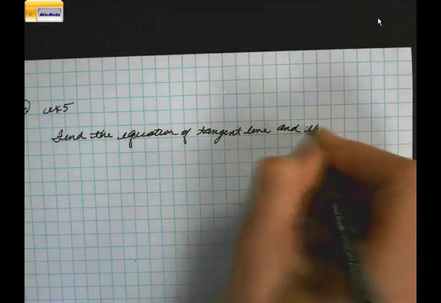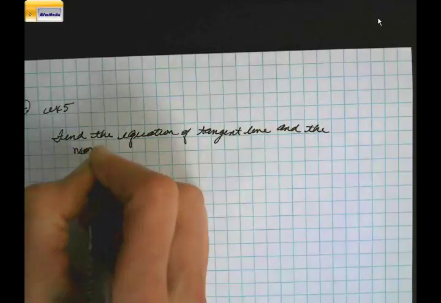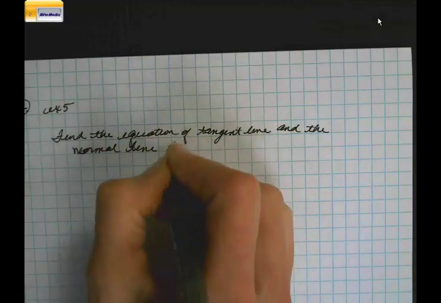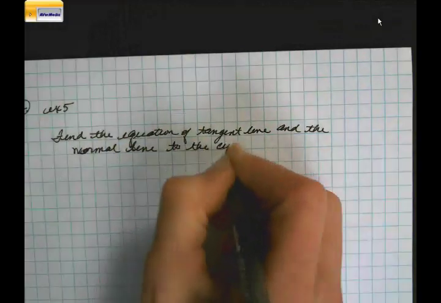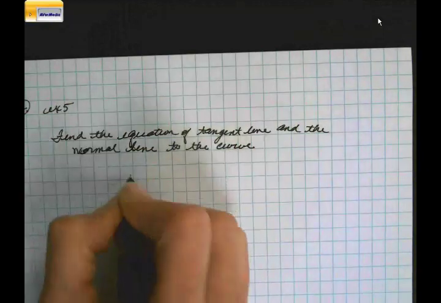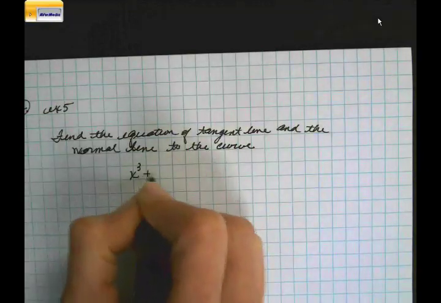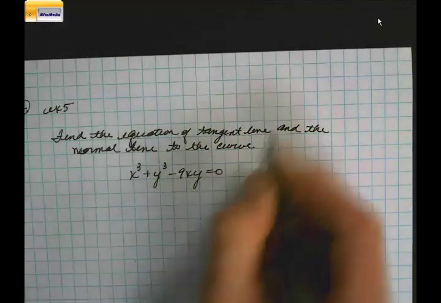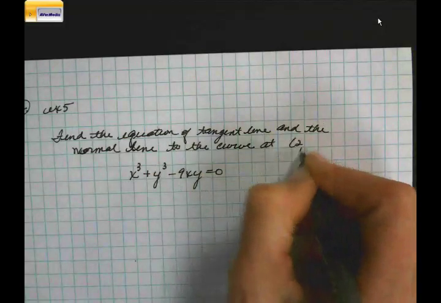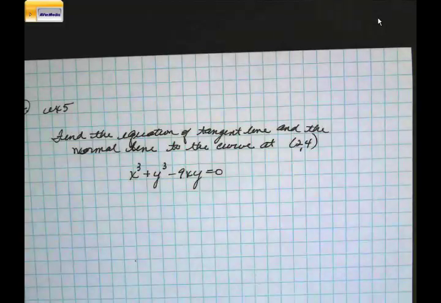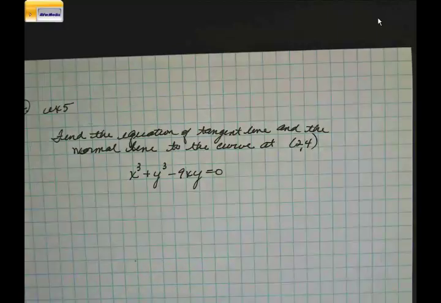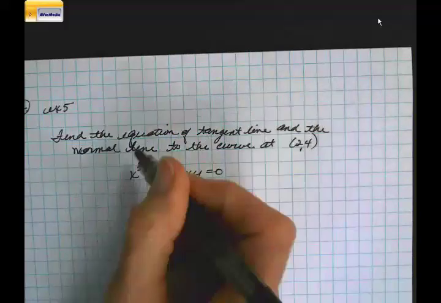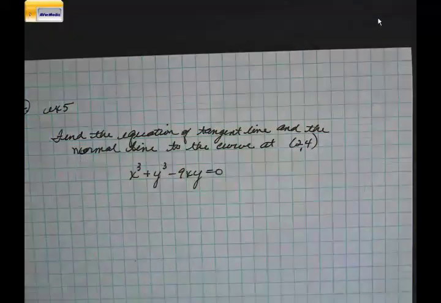and the normal line to the curve, and the curve this time is x cubed plus y cubed minus 9xy equaling 0 at the point 2, 4. Find the equation of the tangent line and the normal line to the curve at the point 2, 4. What is a normal line?